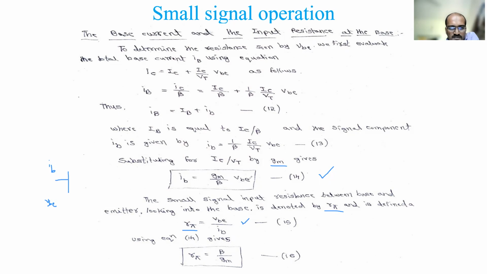Now, if I use this expression 14, here vbe is there, ib is there. If I take ib to the denominator, what will I get?